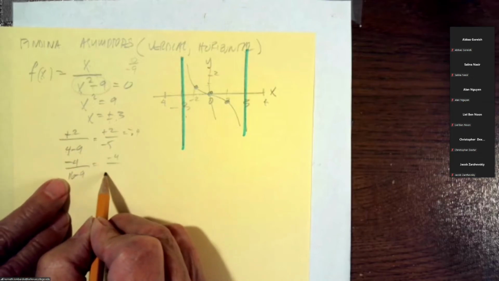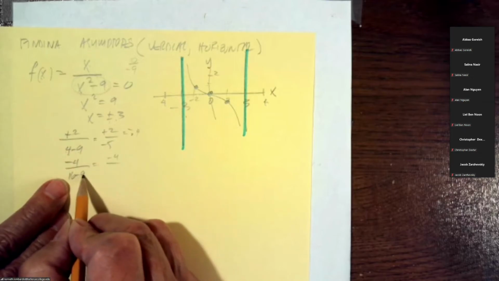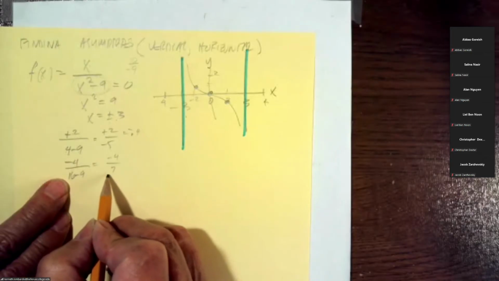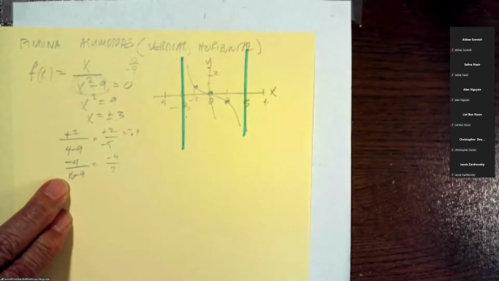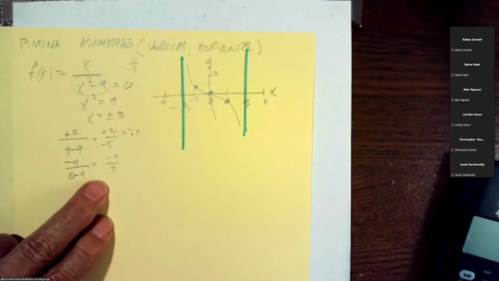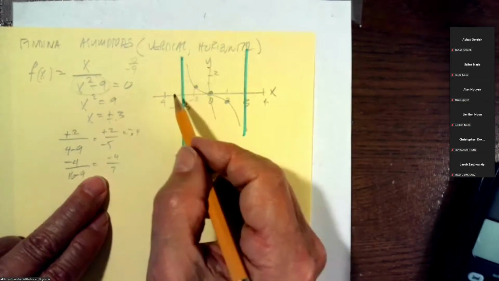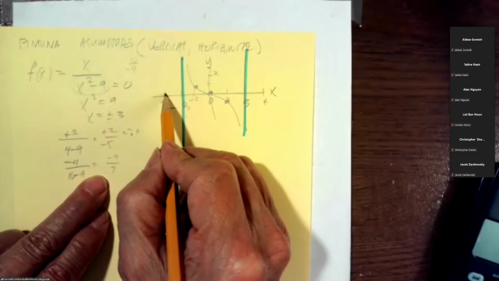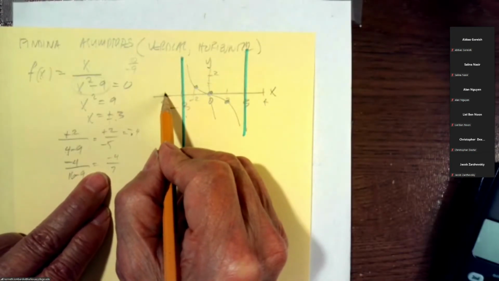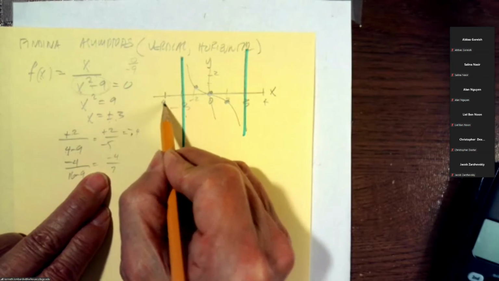-4 over a positive value here. So this is 7. 9 and 7 is 16. So -4/7. That's a little over a half. So if I go here -4, I'm going to be a negative value, aren't I? So I'm going to be down in here.